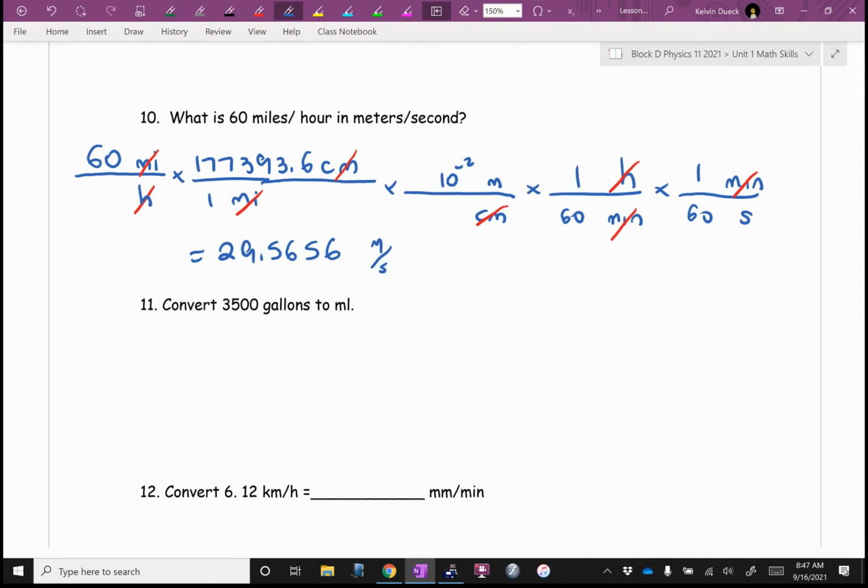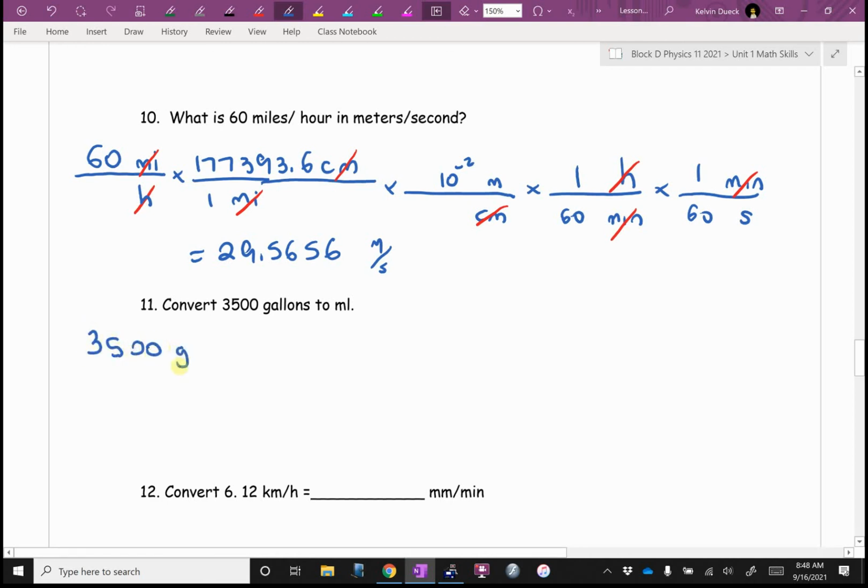Convert 3,500 gallons to milliliters. Okay. Raj, any thoughts on what I'm going to do first? You're starting to see why I do it that way. It's almost like getting your first foot into the water and finding out the pool temperature is okay. It gives you that, I know where I'm going. So first thing I'm going to do is write down 3,500.